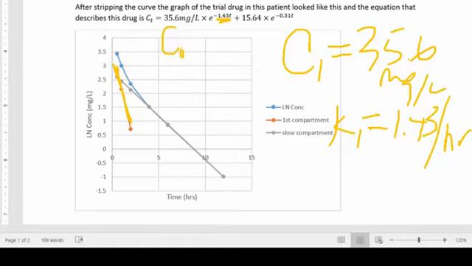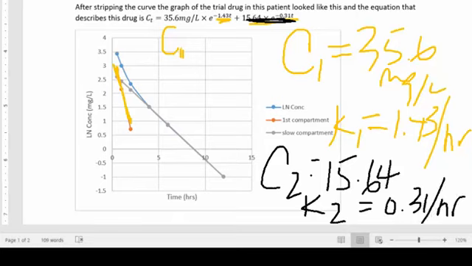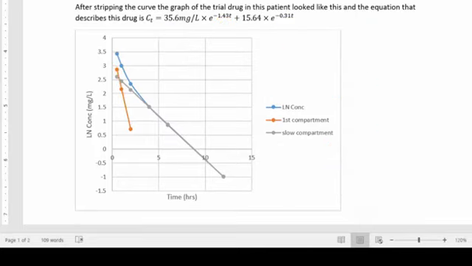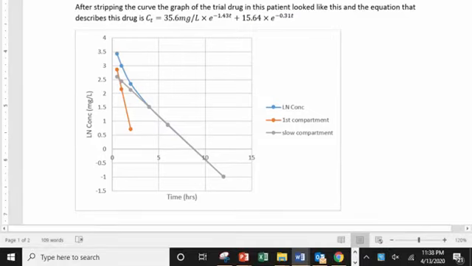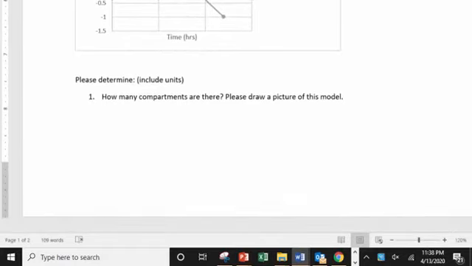And our second compartment, which is here, our C2 is 15.64, and our K2 is 0.31 per hour. Okay, and this is in milligrams per liter, which I neglected to put on there. I'm sorry about that. So once we know those, which we're getting right from the equation that I gave you, which I had to actually figure out, now I need to answer all these questions.